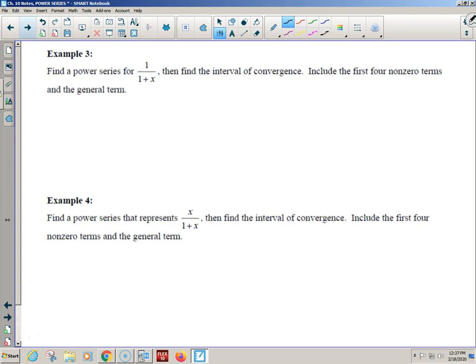So what if I was to change it a little bit? We're playing a little bit with what's to come. What if I was to say find a power series for 1 over 1 plus x?